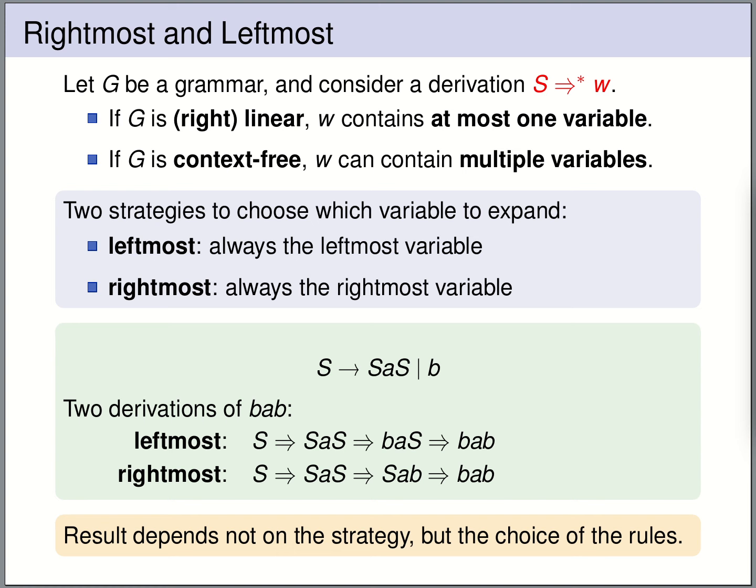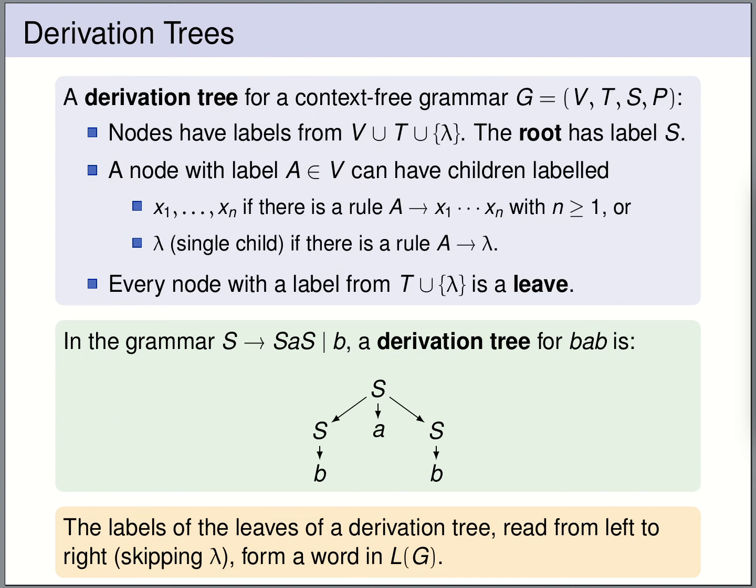And this idea of the independence of the strategy is captured in the derivation trees. The derivation trees show what rule has been applied for which variable. On this slide we see a derivation tree for the grammar that we've seen on the last slide, so for the grammar where S can be replaced by SAS or by B.